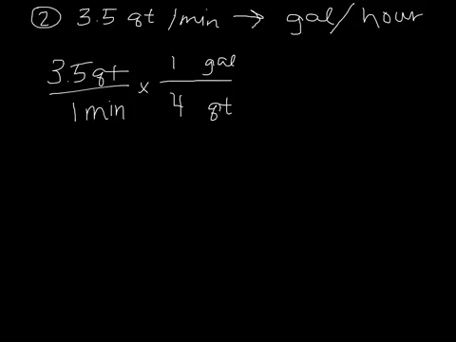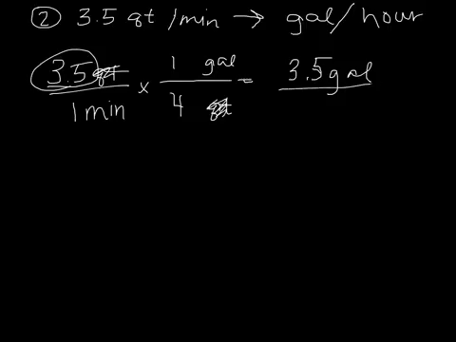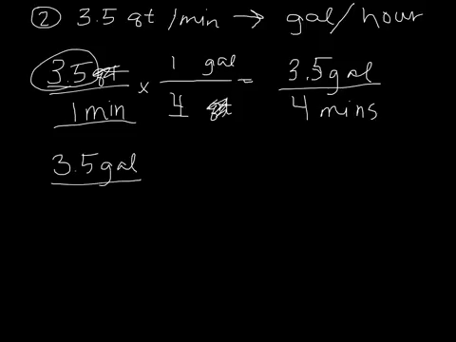Okay, so quarts crosses off. We are left with 3.5 times 1 gallon, so 3.5 gallons over 1 minute times 4, so we'd get 4 minutes. Okay, let's bring that down. 3.5 gallons per 4 minutes.